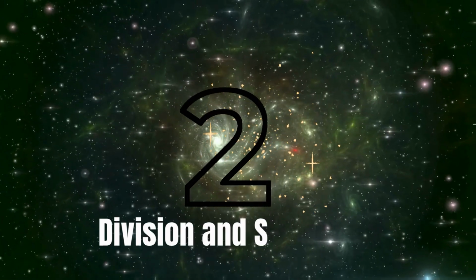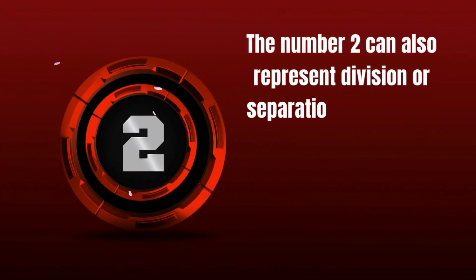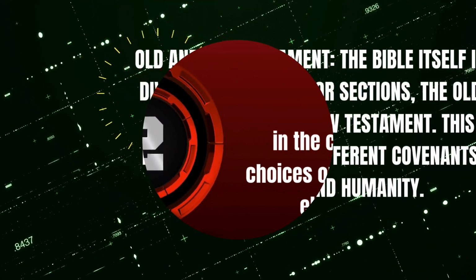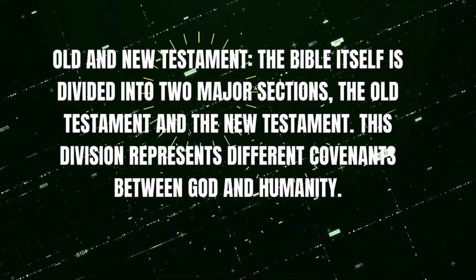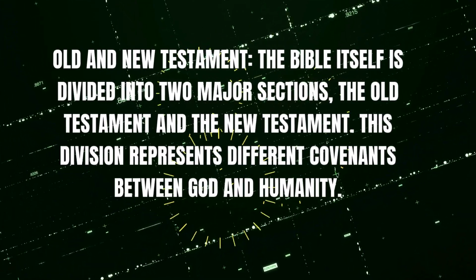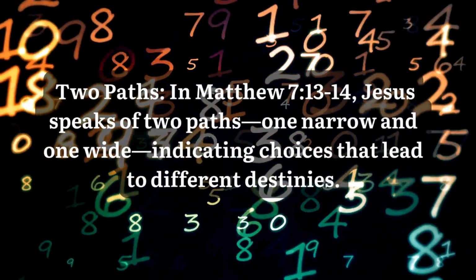Division and separation. The number 2 can also represent division or separation, often seen in the context of choices or contrasting elements. Old and New Testament. The Bible itself is divided into two major sections, the Old Testament and the New Testament. This division represents different covenants between God and humanity.